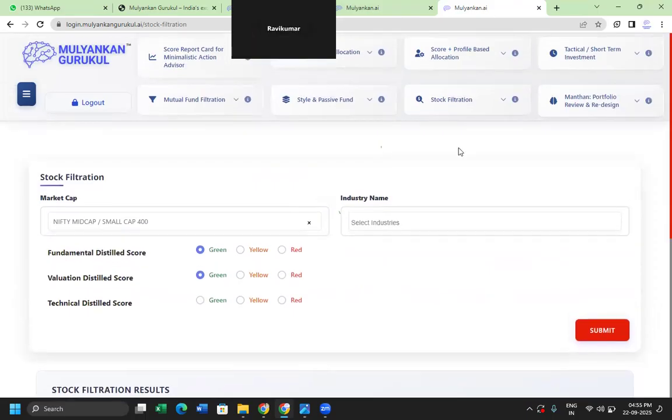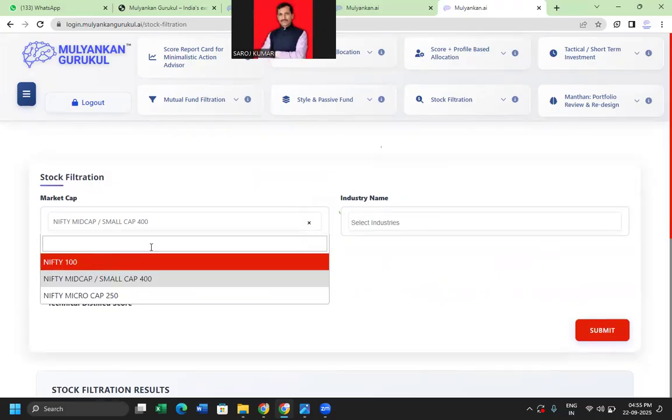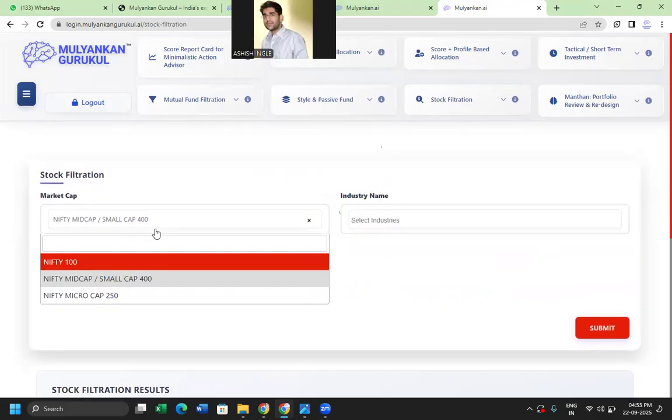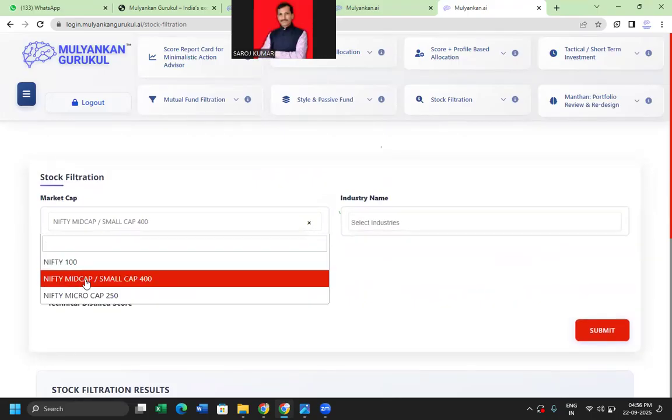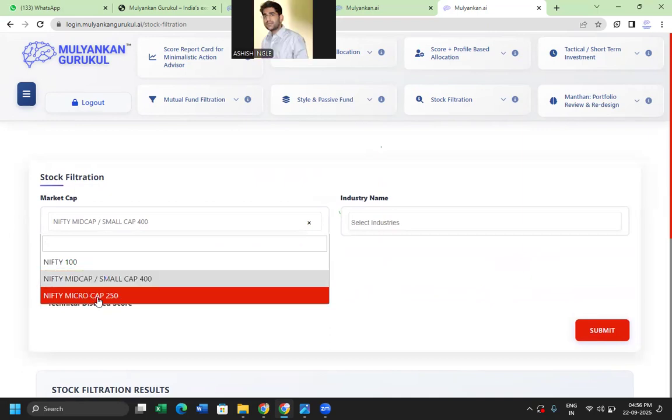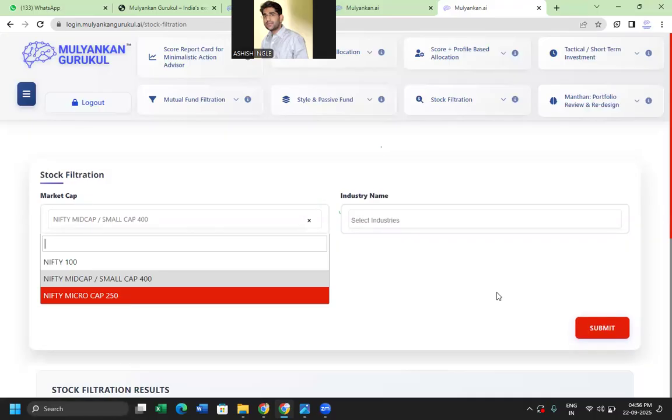Yes, sir. Stocks, how many do you cover, from 1 to 500? Sir, we are covering the Nifty 750. Pardon? We are covering the Nifty 750 in stocks. Nifty 100, 750, okay. Nifty mid cap and small cap 400, and Nifty micro cap 250. So we are going till micro cap 250 in simple language. We are not going to the penny stocks. Apart from the 750, we are not going.